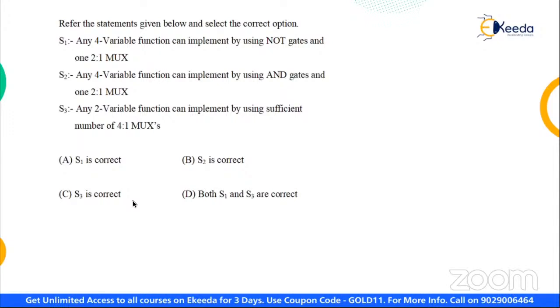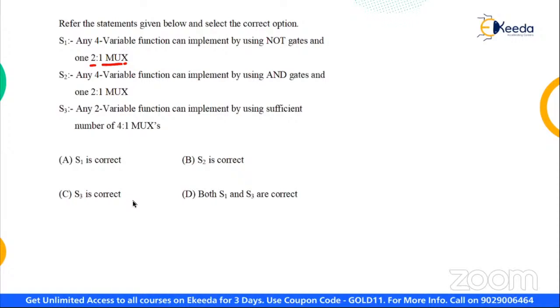So let me write the question first. Refer to the statement given below and then select the correct option. Statement one says, any 4 variable function can be implemented by using NOT gates and 2:1 multiplexer. This is what they are claiming. 2:1 multiplexer and NOT gates. So how do we go about it?